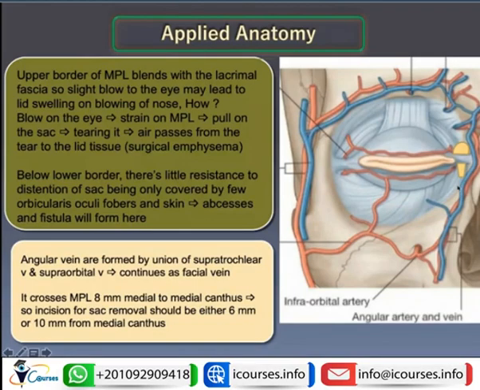It is called the angular vein. The angular vein is formed by the union of the supratrochlear vein and the supraorbital vein, and they will continue later on as the facial vein.